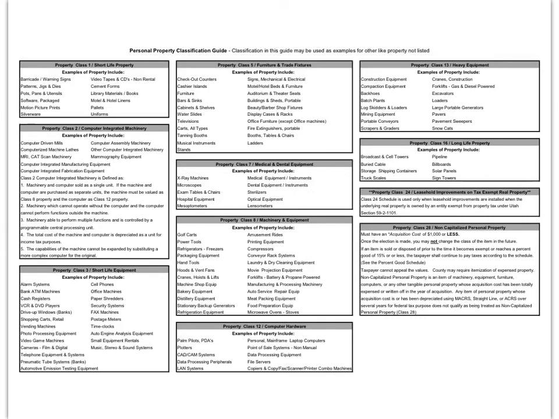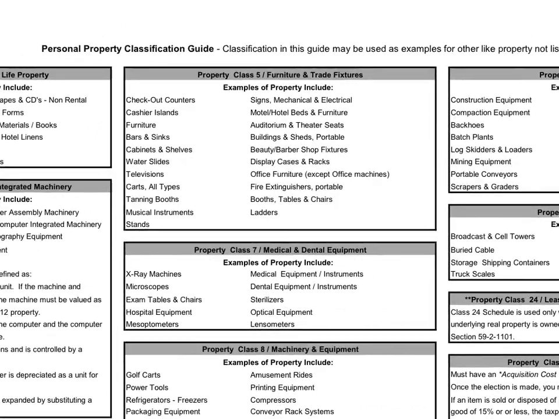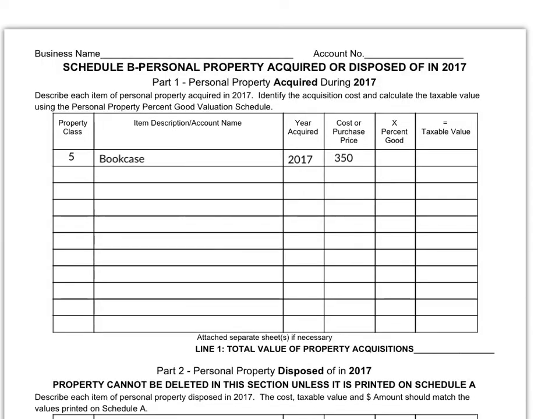Included in your packet is a personal property classification guide. This will give you examples of different items that fit into each property class. As you can see, in Class 5, furniture is included. A bookcase is considered furniture, so this is going to be a Class 5 property. You will then add a 5 to property class on our Schedule B.